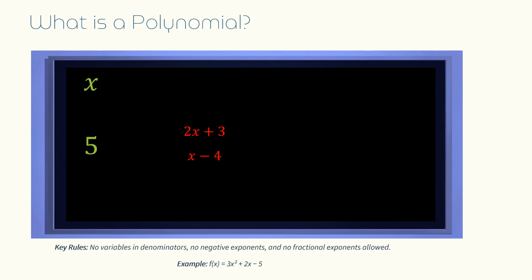The first thing: we have the polynomial as an algebraic expression with one term, like the x and the 5, these are one term only. We may have two terms also in a binomial, which is 2x plus 3 or x minus 4. Why do we have two terms? Because these are separated by addition or subtraction. There can be more than two terms also in a polynomial, like 3x squared plus 2x minus 5.